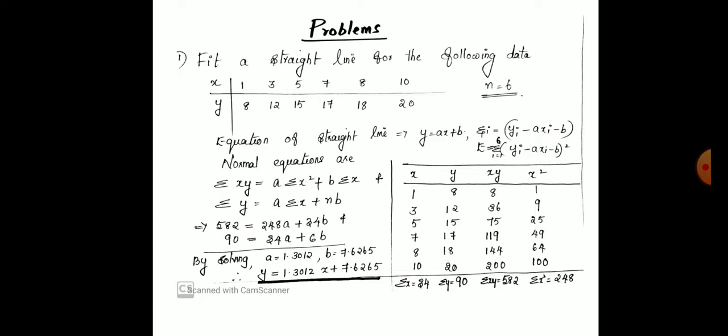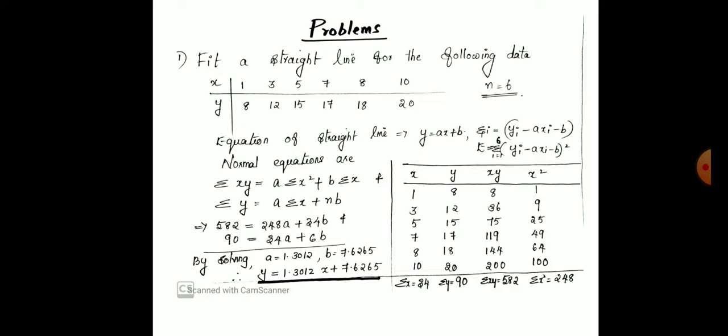So for this, consider the general equation of a straight line, y is equal to ax plus b. And here the error is epsilon i is equal to yi minus axi minus b. And the sum of the squares of error is capital E, which is equal to sigma i is equal to 1 to 6, since here there are 6 observations, of yi minus axi minus b the whole square.